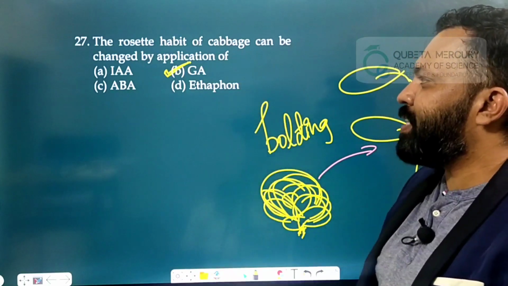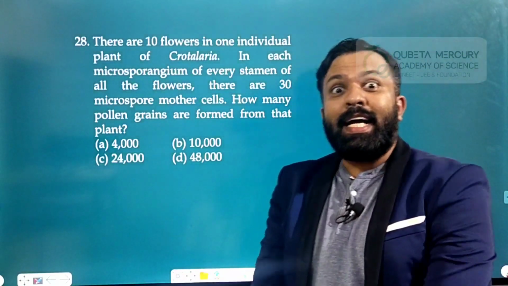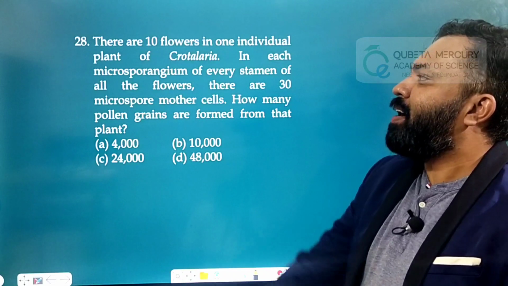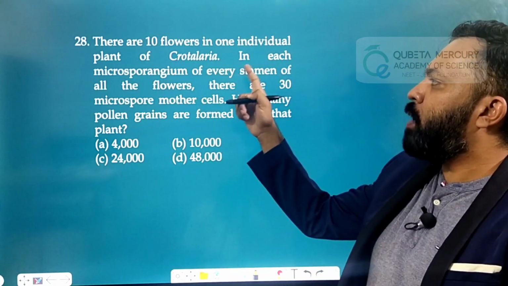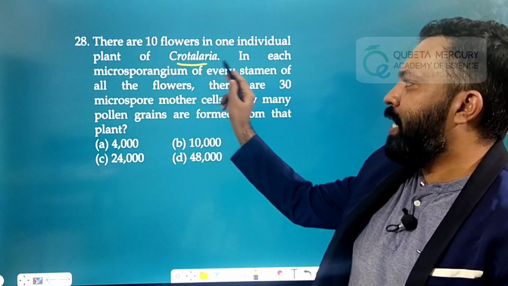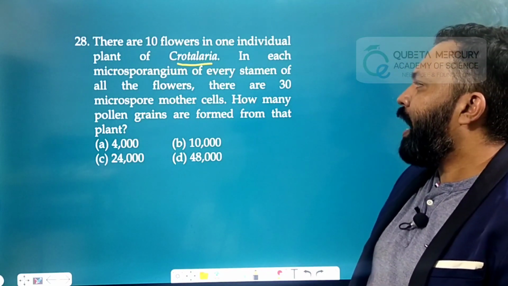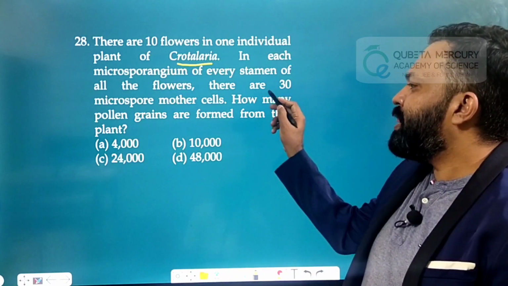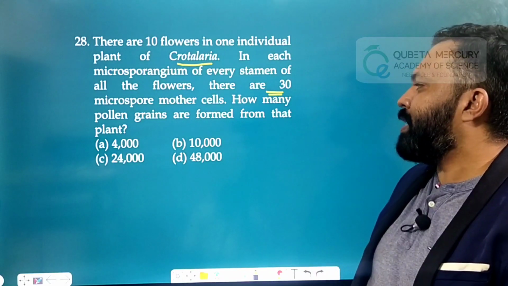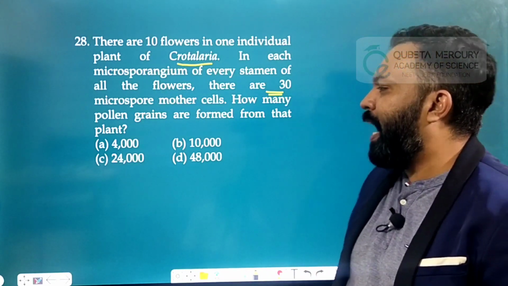Thus gibberellic acid is the right answer. Okay, here comes question number 28. There are 10 flowers in one individual plant of Crotalaria. In each microsporangium of every stamen of all the flowers, there are 30 microspore mother cells. How many pollen grains are formed from that plant?